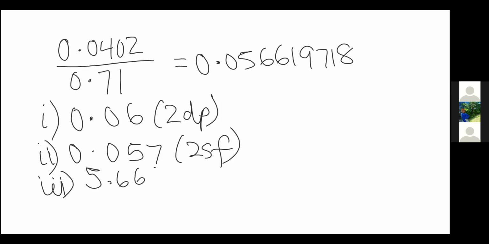But I'm just going to round it to 1, 2, 3, 4 decimal places. And because it's a 1, I'm going to stop at 6. So it's going to be 0.0566. And I'm making this my significant figure. So I'm going to put the point between 5 and 6, so 5.66. And we're going to multiply by 10. So how many times did we move it? 1, 2 places to the right. So that's going to be -2.